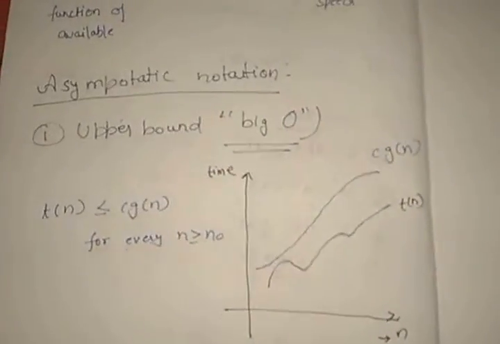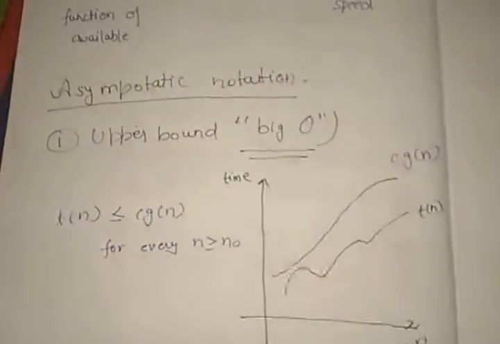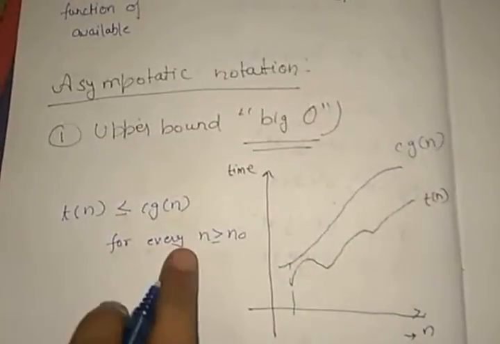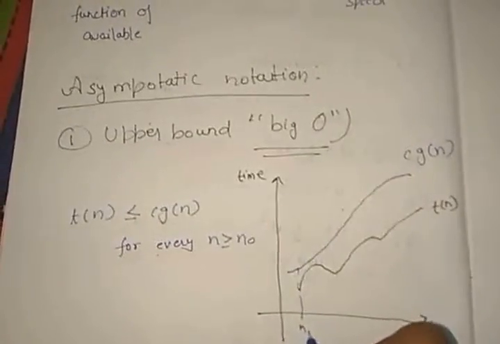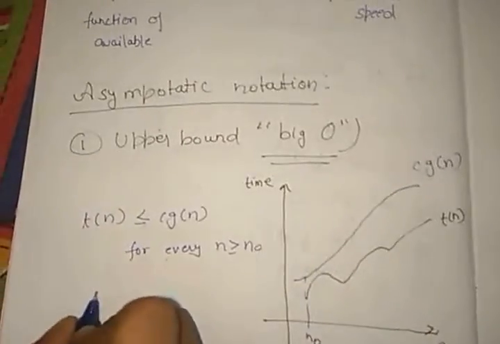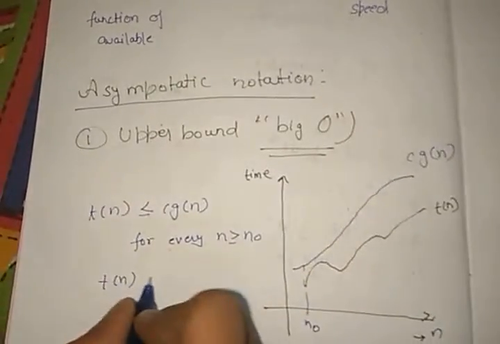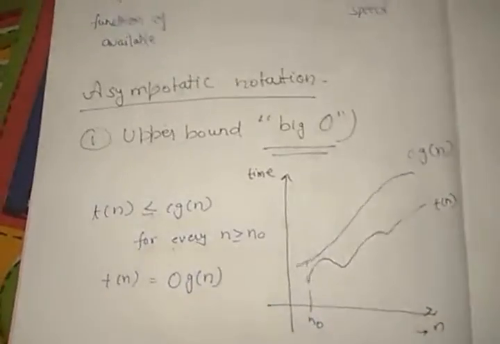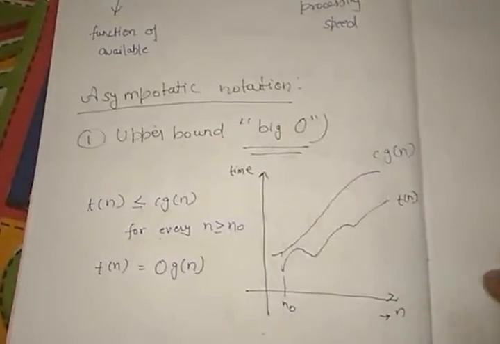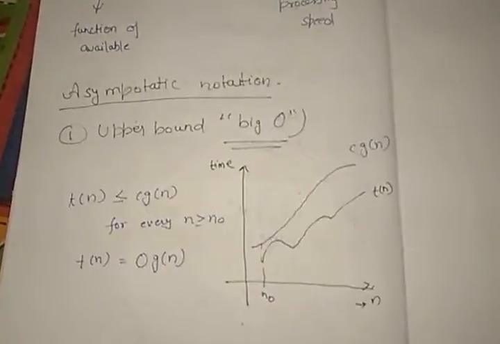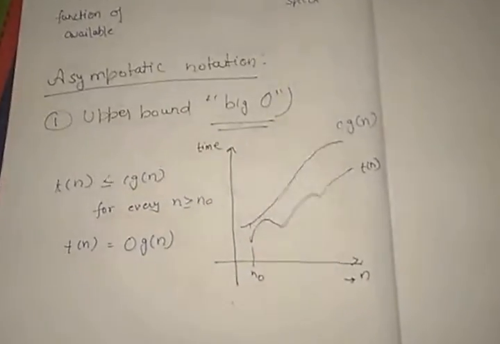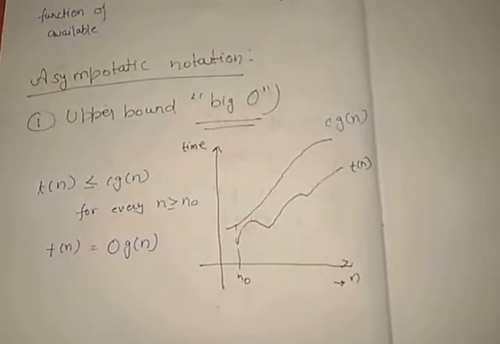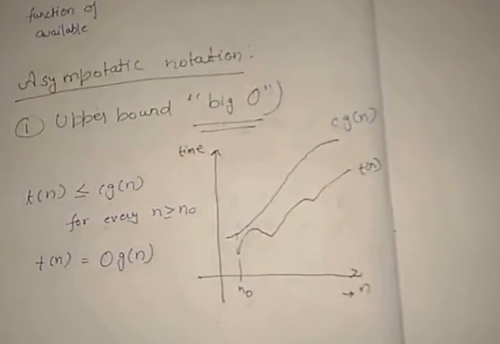for every n greater than n naught, if T(n) is less than or equal to c·g(n), then we can say T(n) equals O(g(n)). Actually, big O gives you the upper bound. Don't confuse it too much. You will understand it easily by seeing some examples.